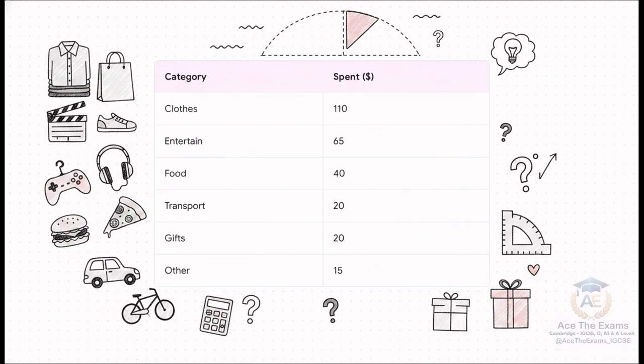To plot proportions, you absolutely must find the total first. If you add up 110, 65, 40, 20, 20, and 15, you get a total spending of $270. To find the angle for clothes, you cannot just write 110. You must structure it mathematically. 110 divided by the total of 270 multiplied by the 360 degrees in a full circle. That gives you roughly 146.7 degrees. Guys, that specific calculation is literally the difference between a U grade and an A star.